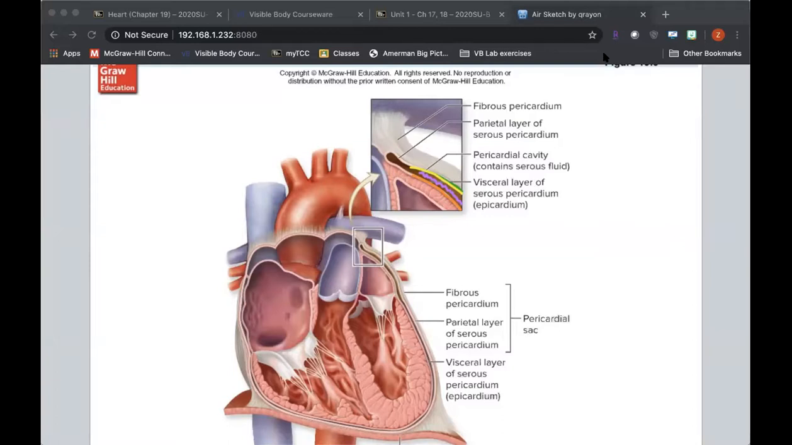Both of these layers of the serous pericardium are going to release serous fluid, and the serous fluid is going to ensure that the heart, as it contracts, is not rubbing against the other structures in your thoracic cavity. And so that's that.